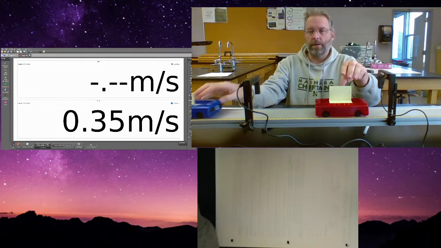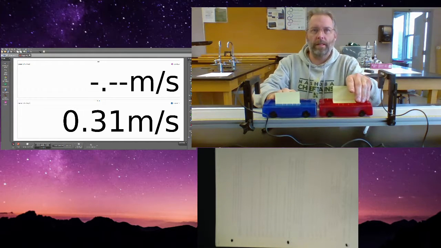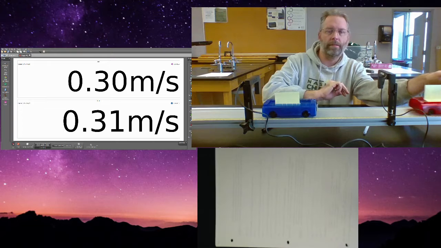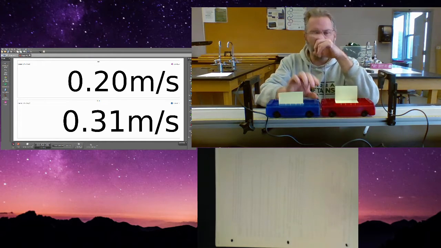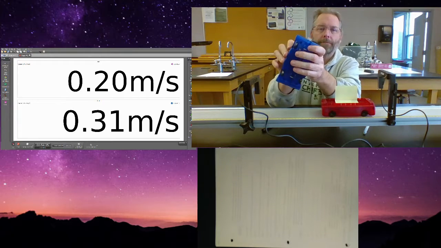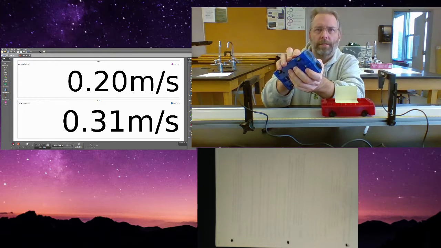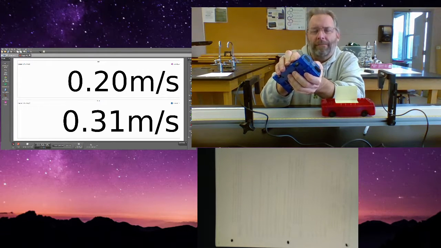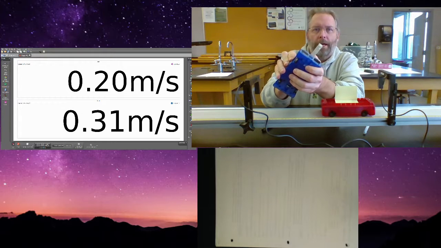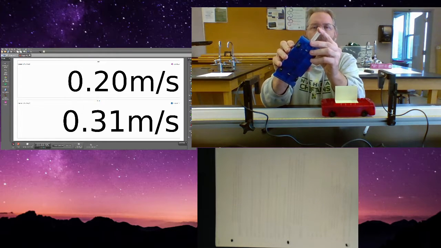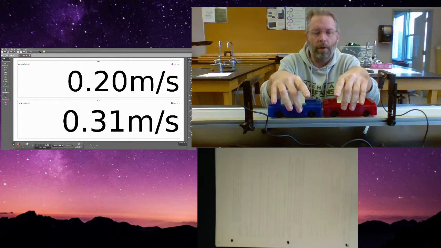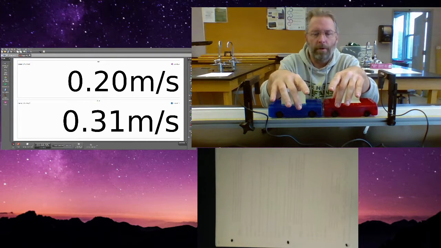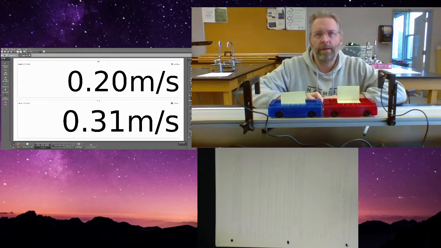When they pass through, you can see that's the blue car, and the red car is the top number. There is a plunger on here, so we're going to look at explosions, basically the cars pushing off each other. I push the button and that comes up. I'm going to set these next to each other. They're both the same mass, both about 250 grams.